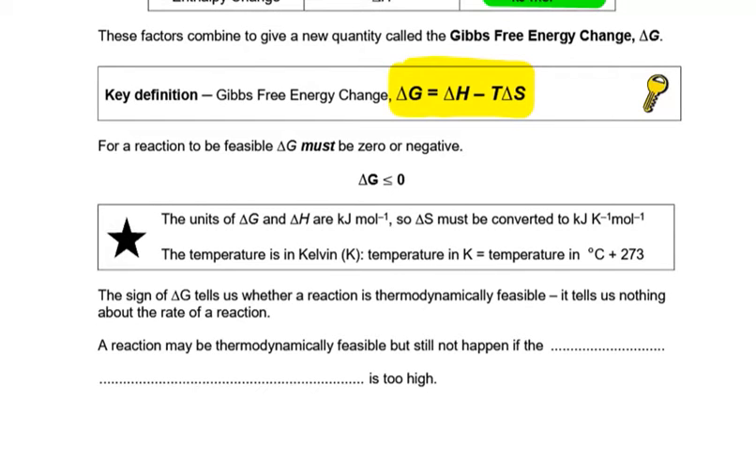So here is the equation for the Gibbs free energy change, and that's delta G is equal to delta H minus T delta S, so T multiplied by delta S, and this is an equation that we need to learn. So what does it tell us? Well, we put the numbers in, and the equation will give us a number, and that number will be either positive or negative depending on the values that we've put in, and if the value is less than or equal to 0, that means the reaction will be feasible.